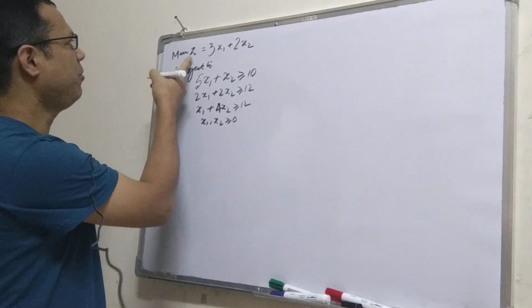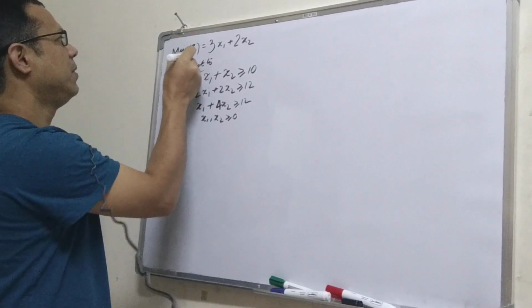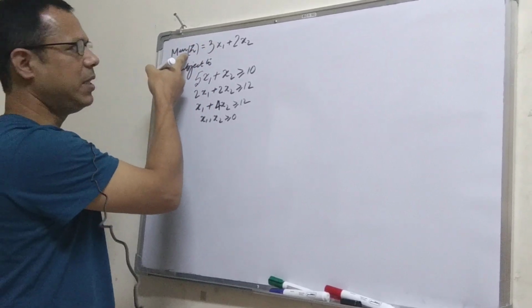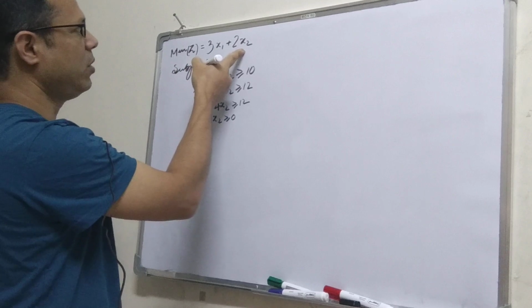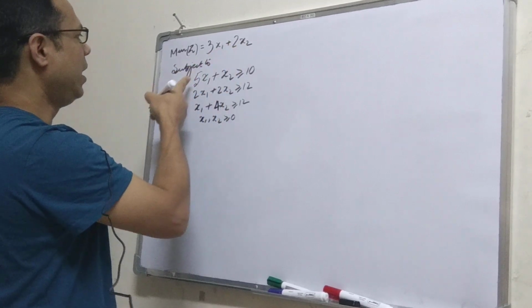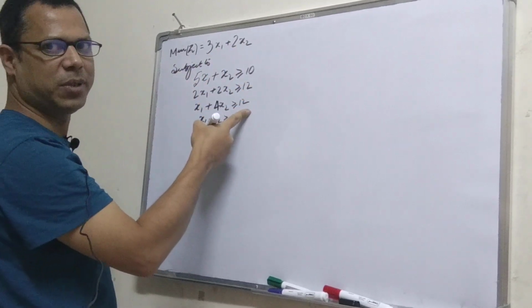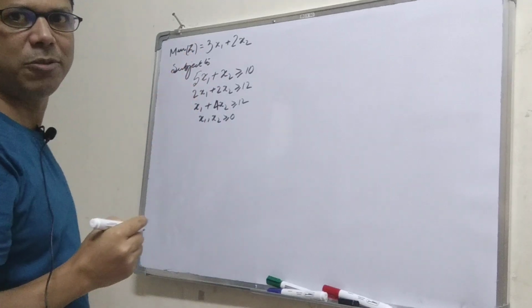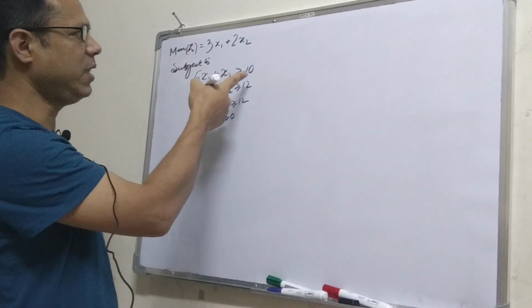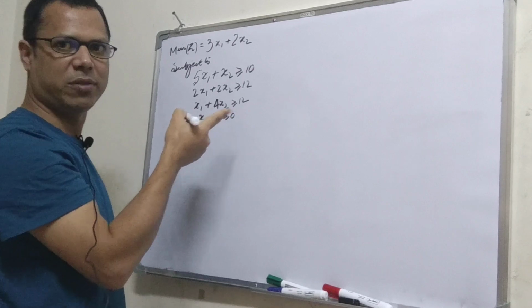So here the objective function is already given: minimum z. The question is of the minimization type, 3x1 plus 2x2, this is the objective function. And there are 3 constraints given. In the previous maximization problems I took examples of 2 constraints. Here I am going to take the example of 3 constraints.